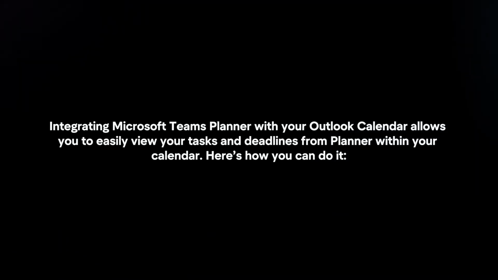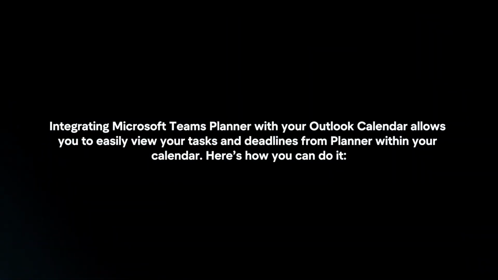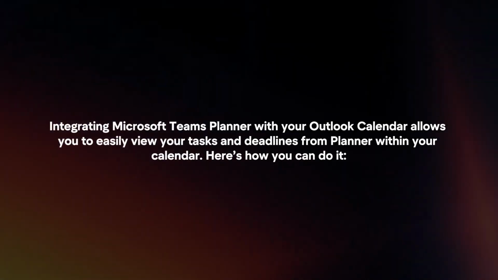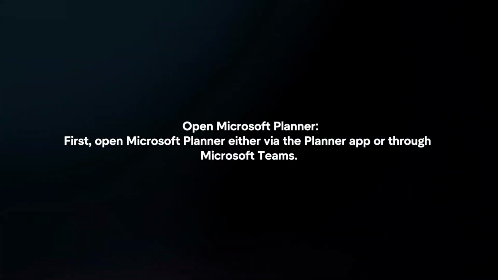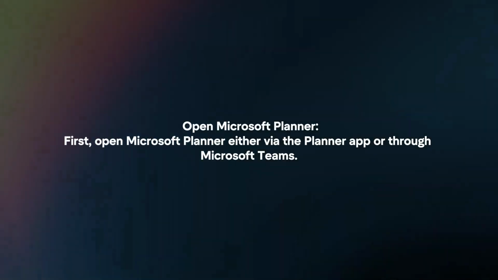Integrating Microsoft Teams Planner with your Outlook calendar allows you to easily view your tasks and deadlines from Planner within your calendar. Here's how you can do it. Open Microsoft Planner. First, open Microsoft Planner either via the Planner app or through Microsoft Teams.